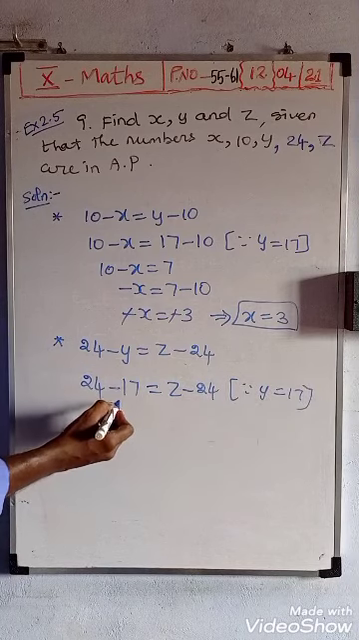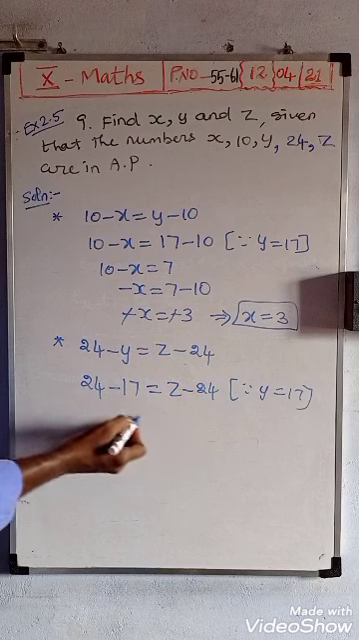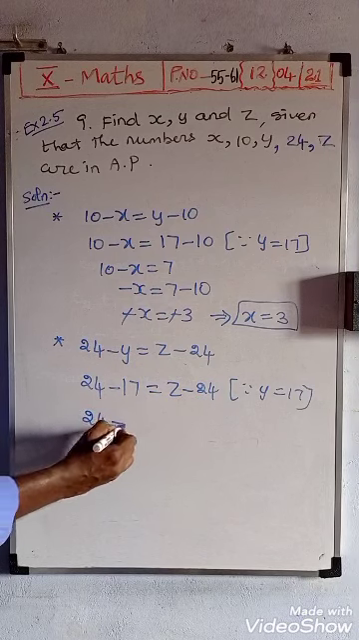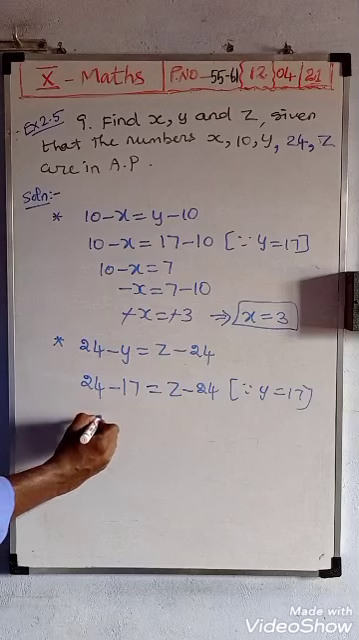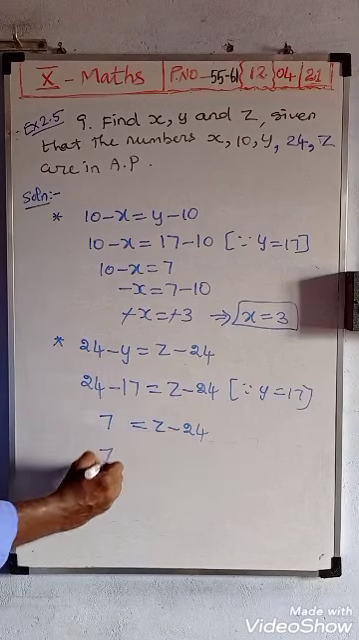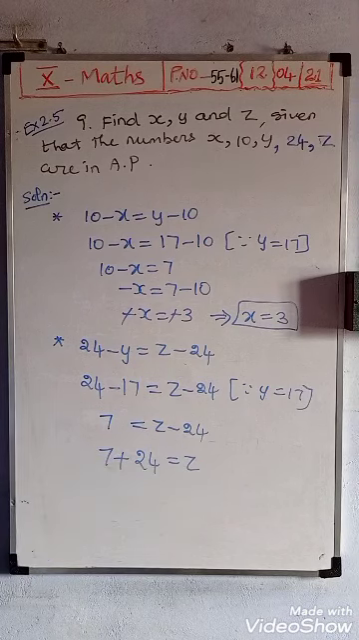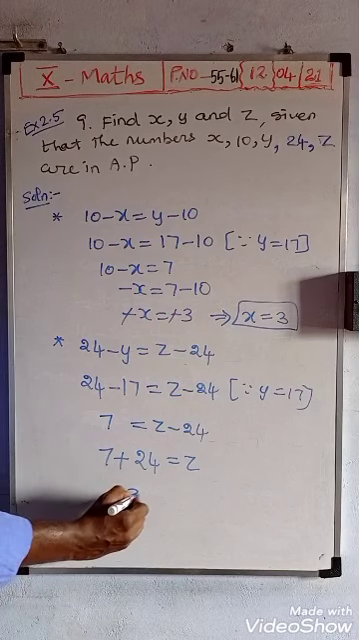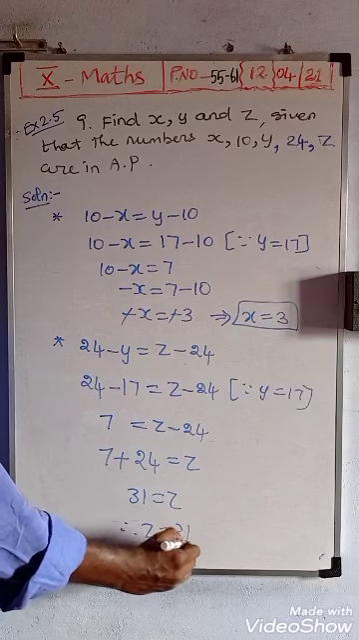Now see here, z you want. That means minus 24, this side comes plus 24. So already 24, 17 go, means remaining 7. So 7 is equal to z minus 24. Now 7 plus 24 is equal to z, because minus 24 this side comes plus 24. Now you should add, means 31. So therefore z is equal to 31.